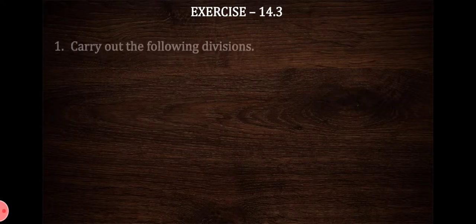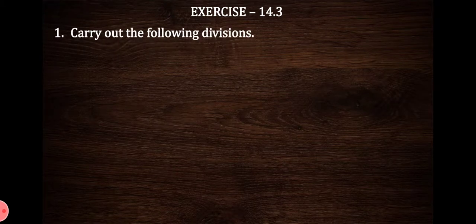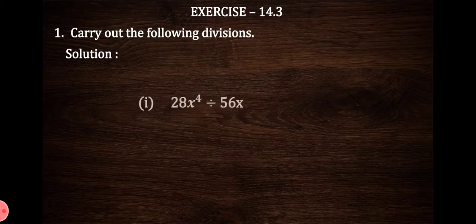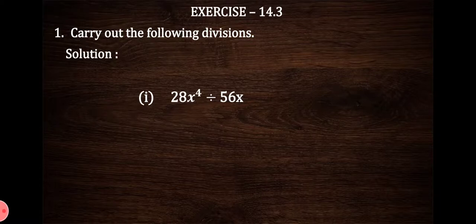So, let's solve exercise 14.3, question number 1. Carry out the following divisions. Now, for the solution, number 1: 28x raised to 4 divided by 56x. First we have to write them in fraction form, that is, dividend as the numerator and divisor as the denominator. Here the dividend is 28x raised to 4 and the divisor is 56x. So, we present it in the form of a fraction, that is equal to 28x raised to 4 upon 56x.